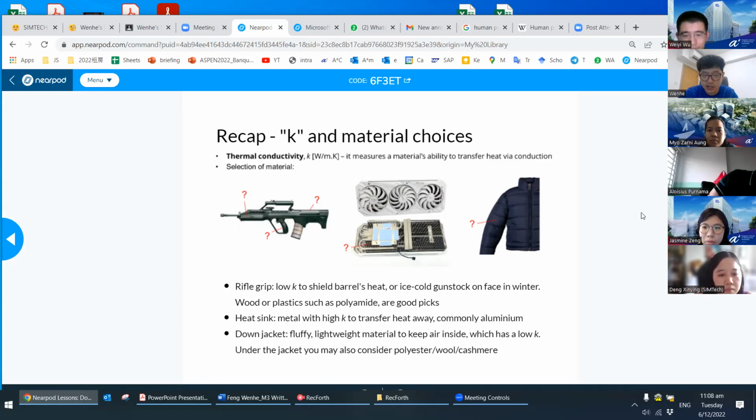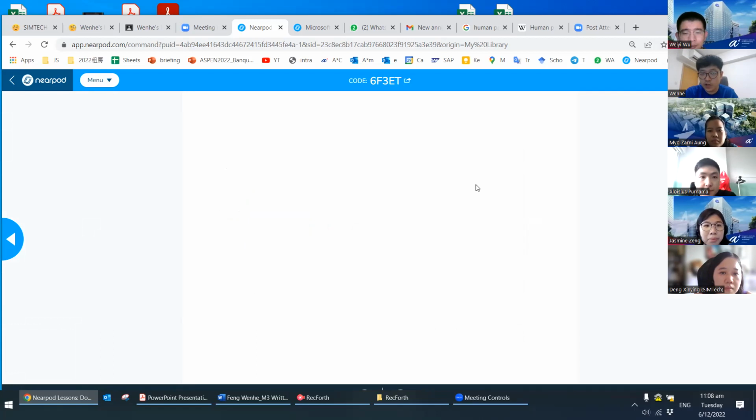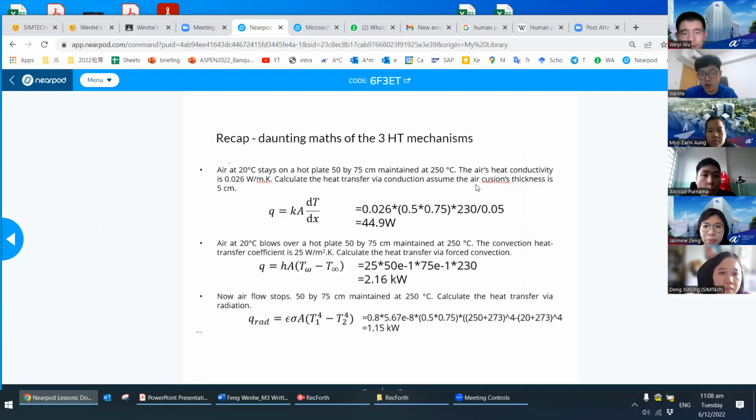And lastly, for the down jacket, you would fill in some fluffy and lightweight material to keep the air inside. The air has a rather low thermal conductivity, so you use that trapped air to keep you warm. And under the jacket, you may also consider polyester, wool, or cashmere, which are also fluffy materials to keep you warm. All right, then the last slide of the recap in the async is the calculation.